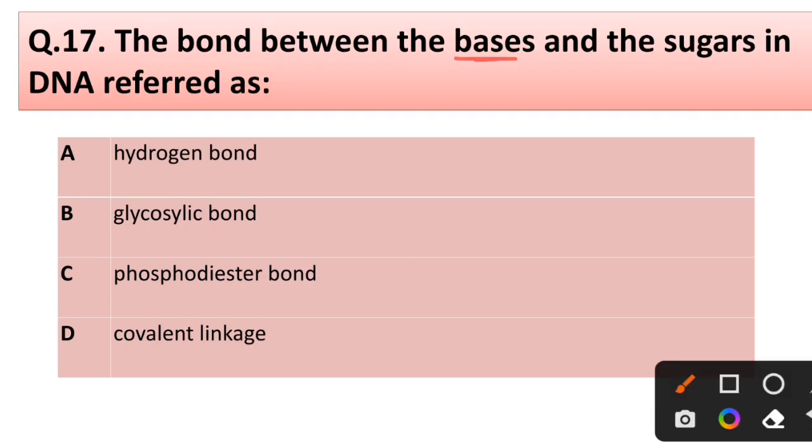Question number 70. The bond between base and the sugar in DNA refers to: hydrogen bond, glycosidic bond, phosphodiester bond, covalent linkage. Answer is option B, glycosidic bond.